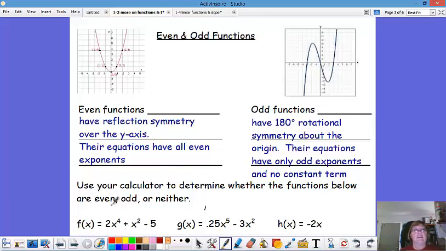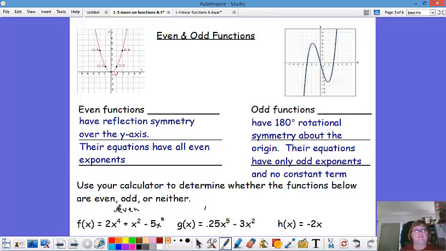With that said, we can use our calculator to look at these functions to decide whether they are even, odd, or neither, or we can use the rules. And I'm looking at this one and thinking, here's an exponent of 4, an exponent of 2, and a constant. Now, we've said before that you could imagine this as being multiplied by x to the 0th power, which is a value of 1. And those are all even exponents. This is an even function, and if we do graph it on our calculator, 2x to the 4th plus x squared minus 5, we would see that it has some sort of parabolic shape.